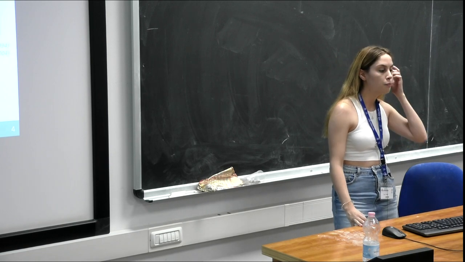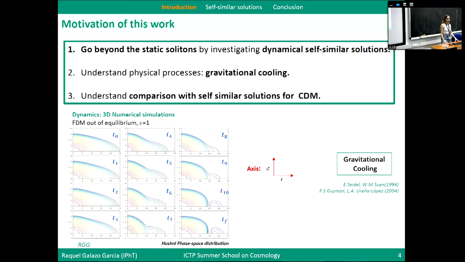So now, the motivations for self-similar solutions. The idea is first to go beyond these static equilibrium configurations, which were the solitons, by investigating dynamical self-similar solutions. Then the idea is to understand physical processes such as gravitational cooling.